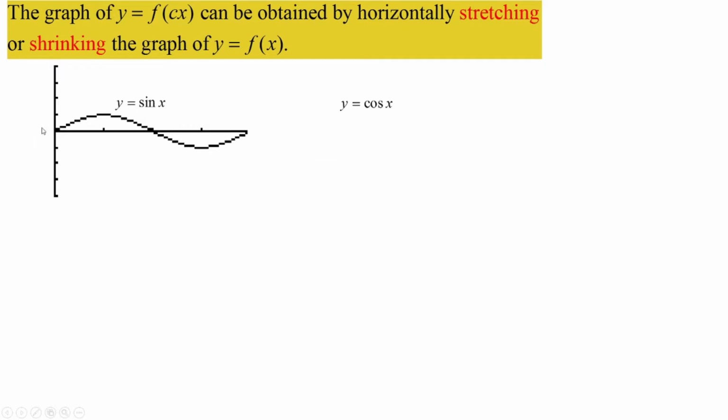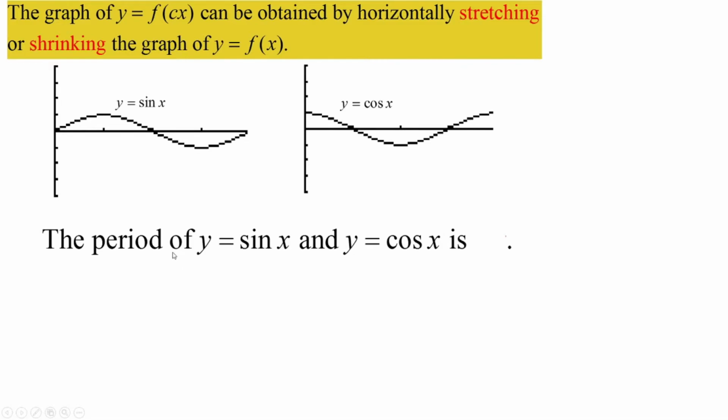So cosine, instead of starting at the origin, has a y-intercept of 1. Looks like that right there. Okay, now the period of y equals sine of x and y equals cosine of x is, and again, how far do we travel before this pattern repeats? Forever and ever in both directions, by the way. And again, that point right there, that x value is 2 pi. The x value over here is also 2 pi. So the period of y equals sine of x and y equals cosine of x would be 2 pi.